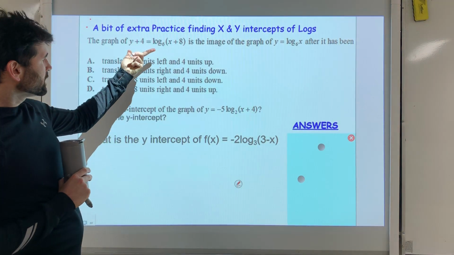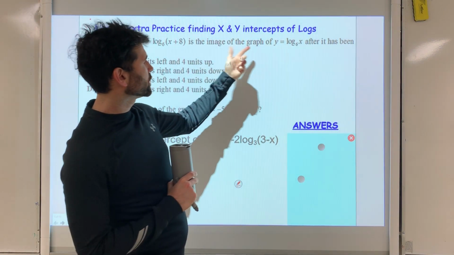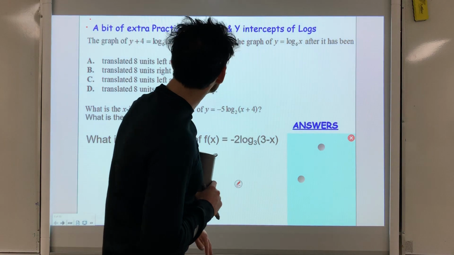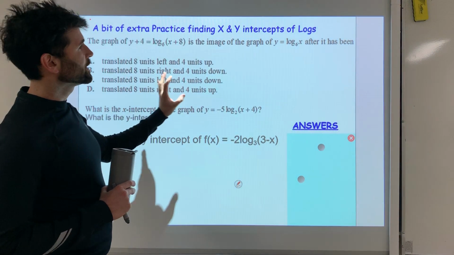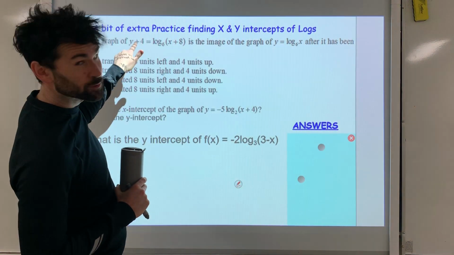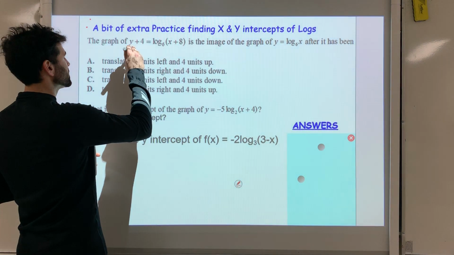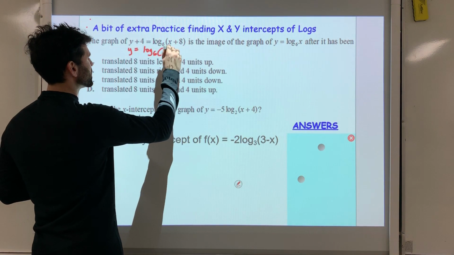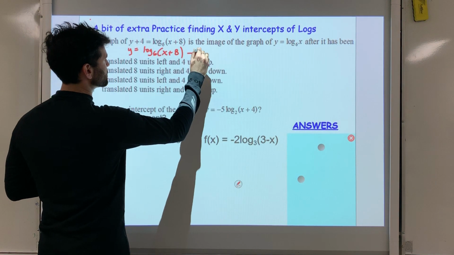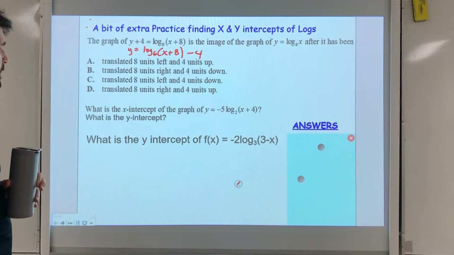It looks pretty tricky. And it says that it's the image of the graph y equals log in base 6 of x after it's been translated, so many things. So if we're going to see how we take this graph to get this one, we're going to have to solve this one for y first. So we'll just move the 4 over to the other side. Nothing's really going to change, except we'll subtract 4.